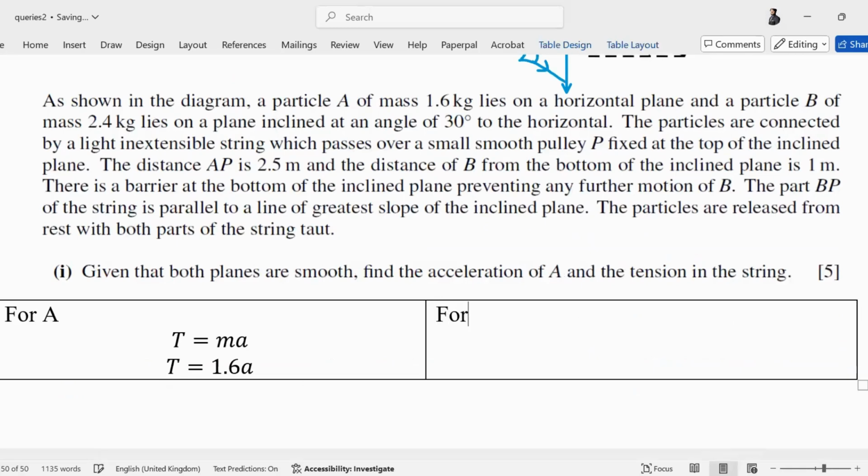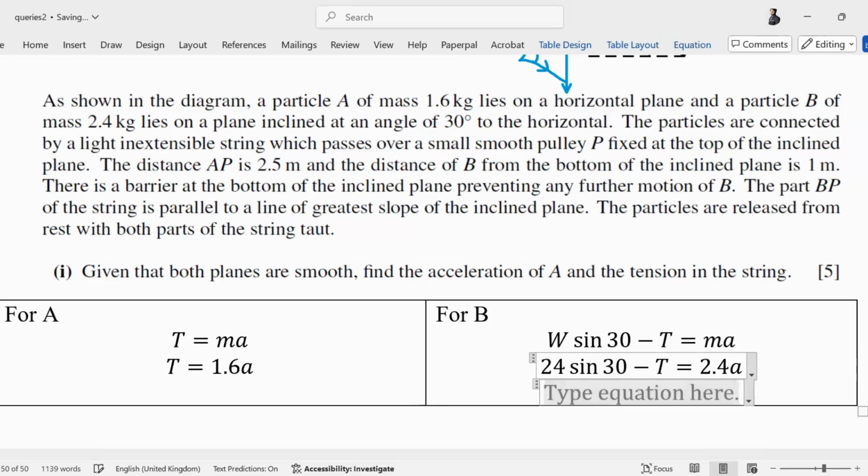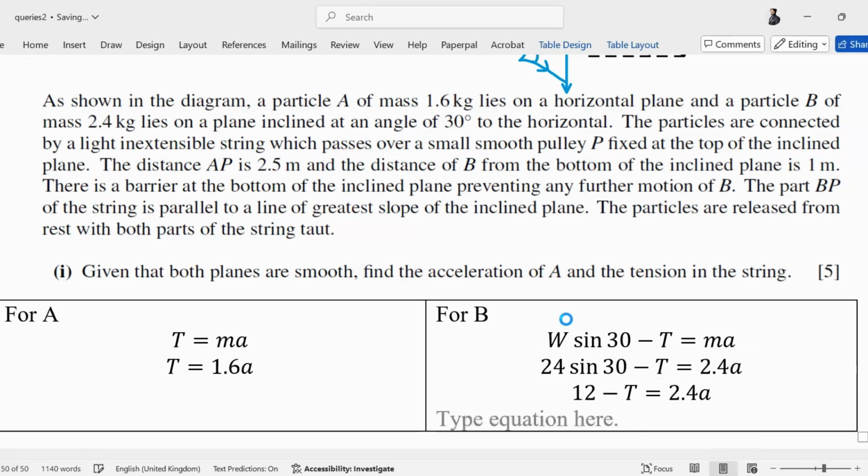If I'm analyzing B, W sin 30 minus tension is MA. Weight is 24. Sin 30 is half, so we'll take that. Mass is 2.4A. You can solve these two equations simultaneously and tell me the value of T. So here 12 minus T is 2.4A. Is this clear? Can you solve these two simultaneously and tell me the tension and the acceleration? Make sure you write both these equations down.